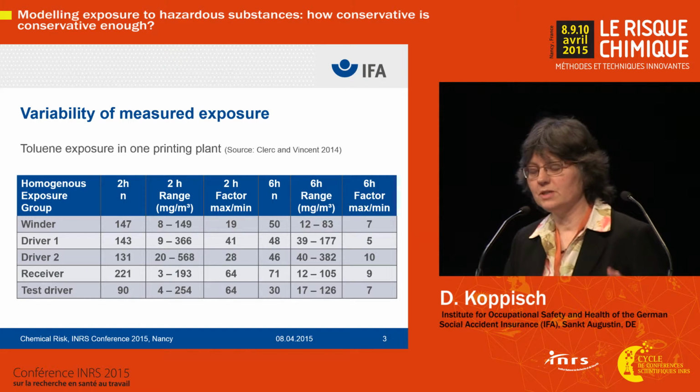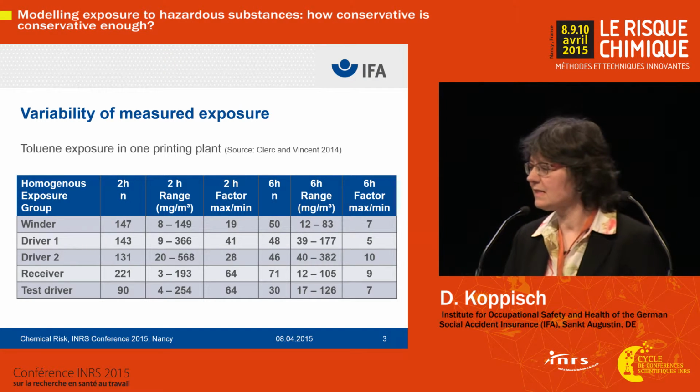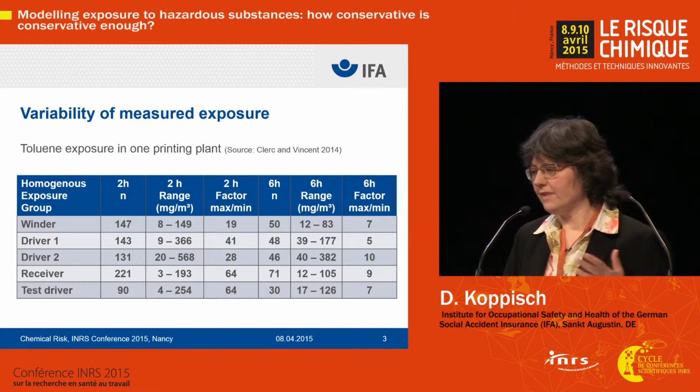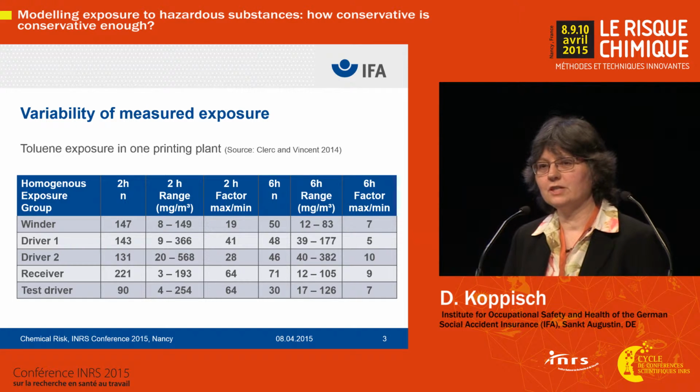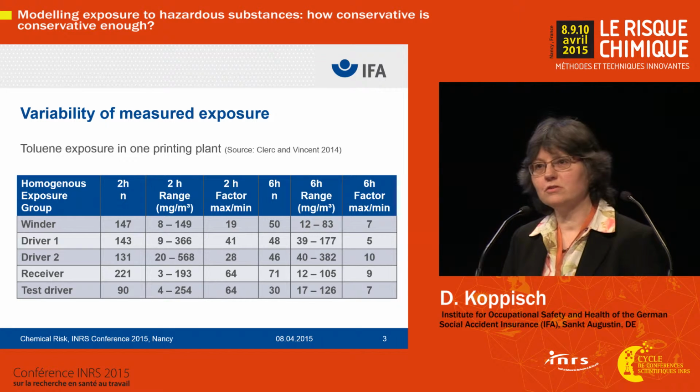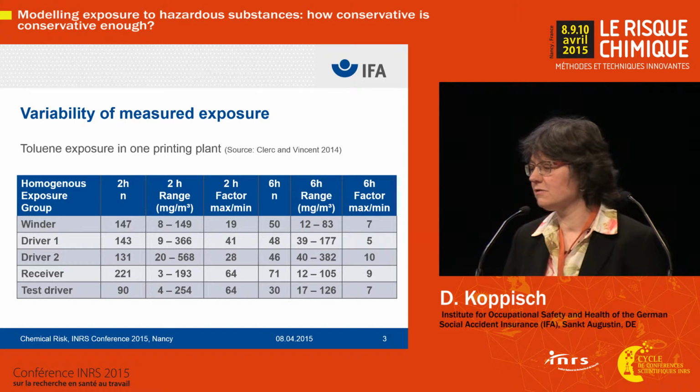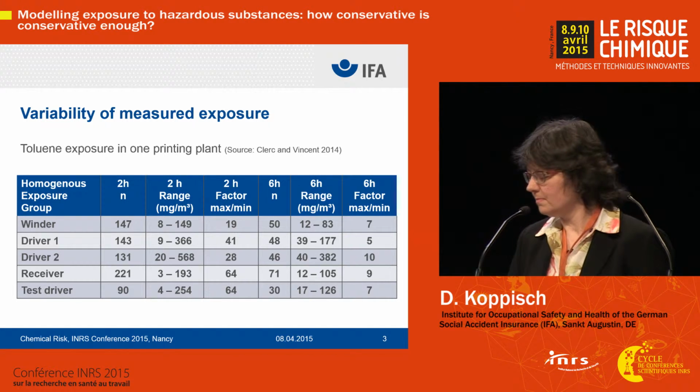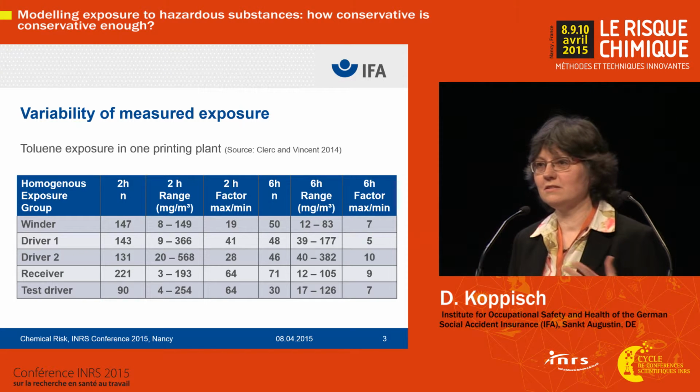You see that measurements were taken over a period of 2 hours and 6 hours. And if you compare the range, the factor between the minimum values that were measured and the maximum values, you see that although the groups were defined as homogeneous exposure groups, and although the measurements were taken in one factory, you have for the 2-hour measurements factors up to 64, and even for the 6-hour measurements, you have factors up to 10. So this underpins that exposures really are variable.